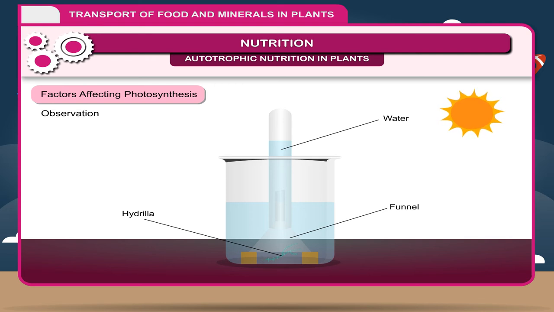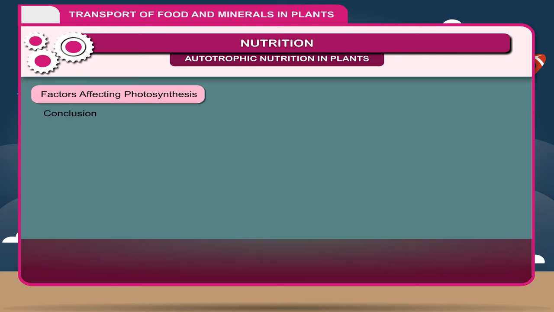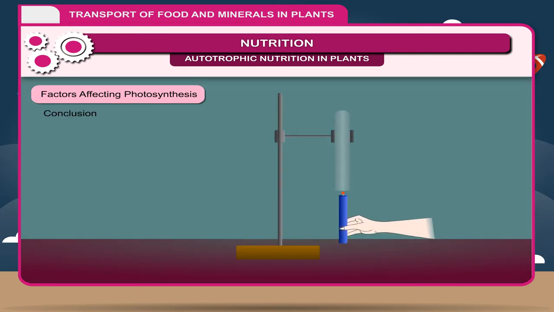Observation. You will see the bubbles of gas which displaces the water downwards. Conclusion. This gas can be tested by introducing a burning candle, which remains burning. This proves that evolved gas is oxygen.